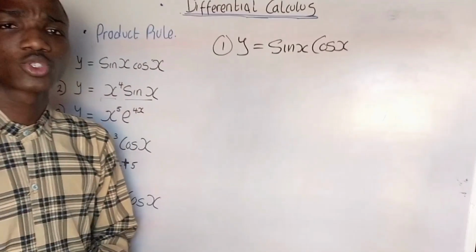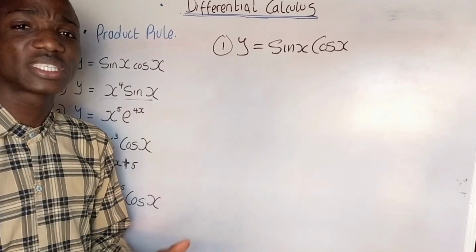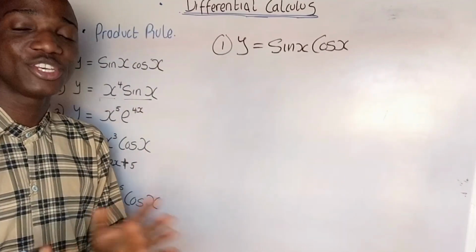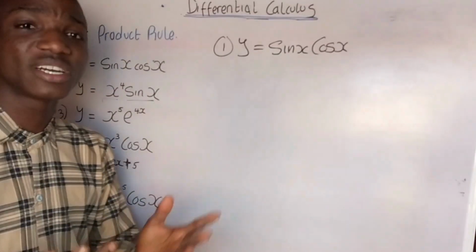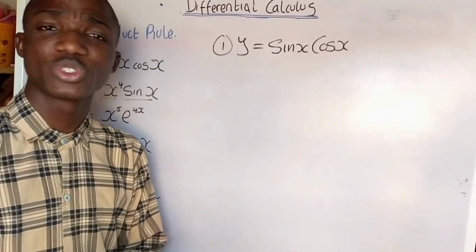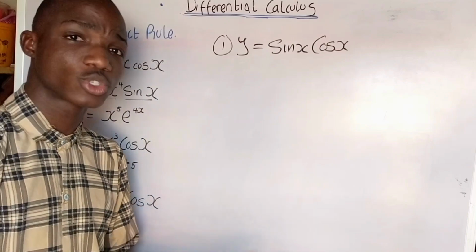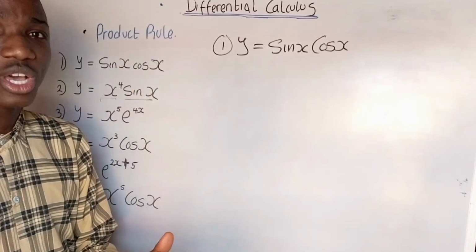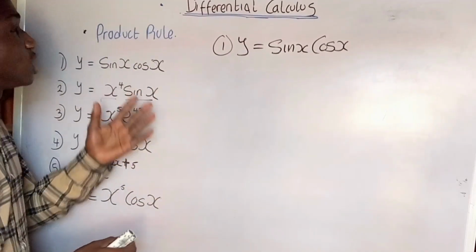We make use of the product rule of differential calculus when we are told to find the derivative of a function that has two parts, and these two parts are multiplying each other. Probably you have not watched my video on how to find the derivative of a function using the product rule. You can proceed back to the channel and search for product rule of differential calculus. You are going to see how I explain in detail how to use the product rule to find the derivative of a function. Now let us proceed to solve this question.